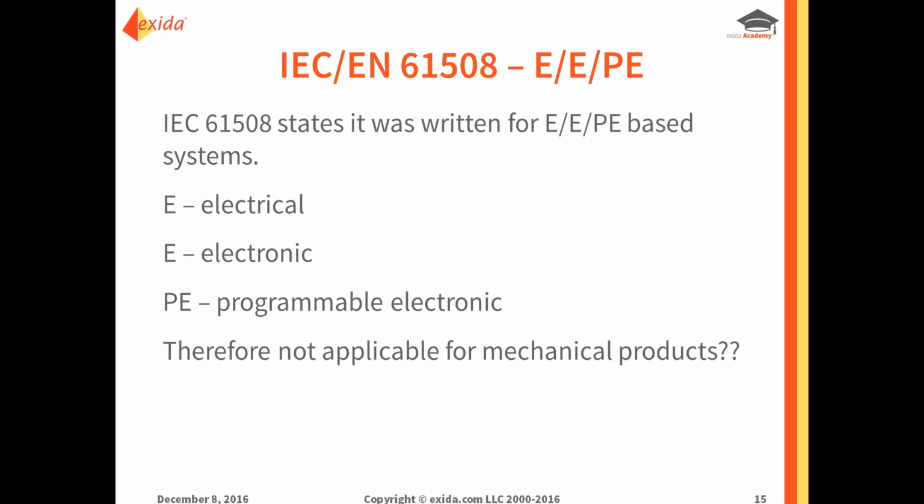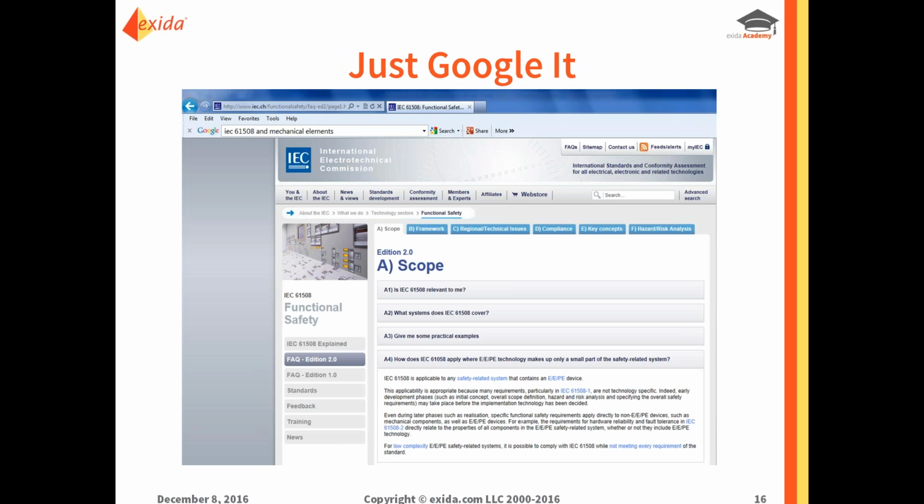So the first thing I tell all of the people that ask me that is just Google it. That's what I do when I don't know something. So as you can see, this is a screenshot. I just typed into Google IEC 61508 and mechanical elements. And the first link that comes up is for the IEC website itself, and it brings you to an FAQ page. And as you can see, number 4 answers the question, but I can't read that, so we're going to blow it up.